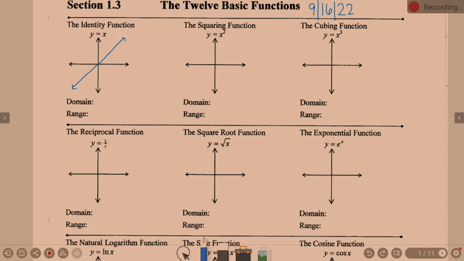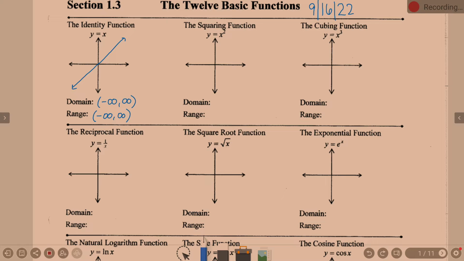What's my domain? How far left and how far right does a line go? Negative infinity to positive infinity? Or in other words, all real numbers? Range. How low does my line go? How high does my line go? Okay, again, it's all real numbers. Negative infinity to positive infinity. Okay? Basics there, right?